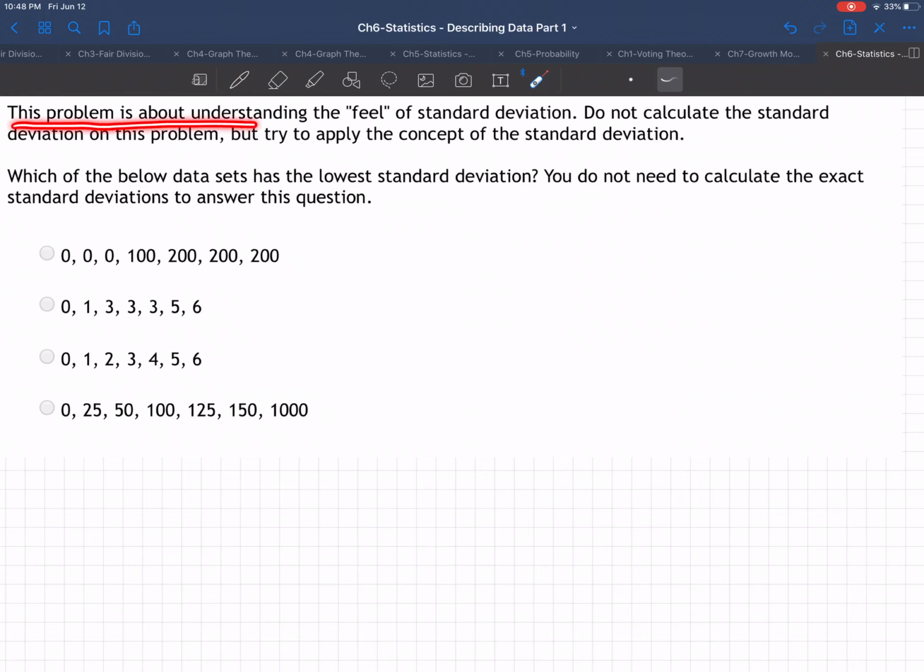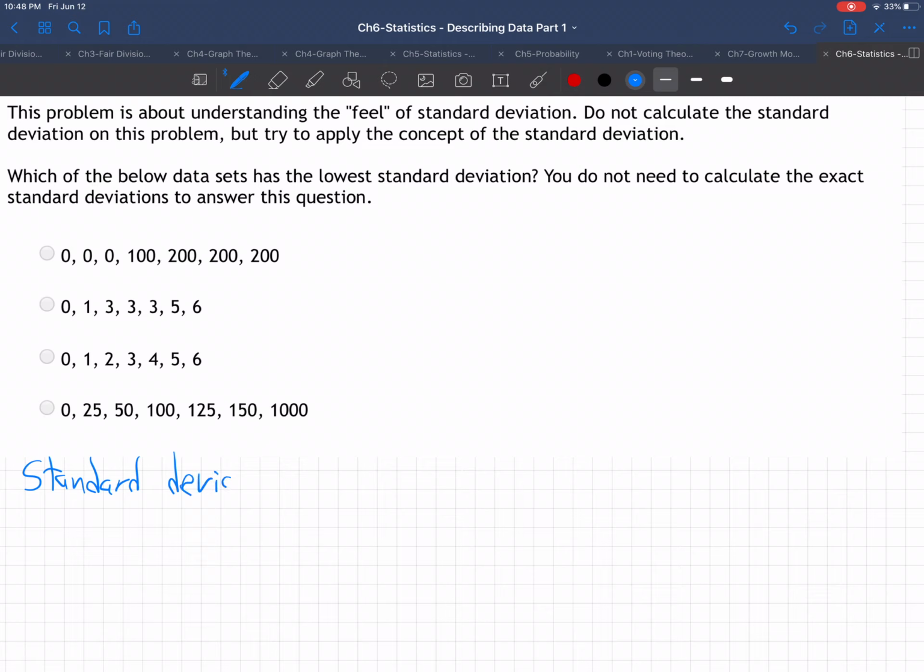This problem is about understanding the feel of standard deviation. Do not calculate the standard deviation on this problem, but try to apply the concept of standard deviation. So which of the below data sets has the lowest standard deviation? Again, you do not need to calculate the exact standard deviation to answer this question. So it's all about, do you have a feel for what standard deviation is?